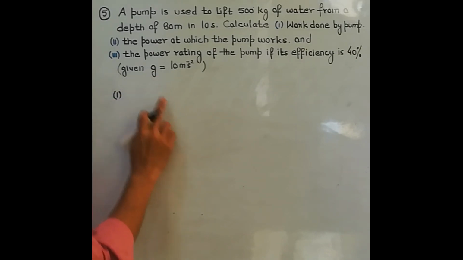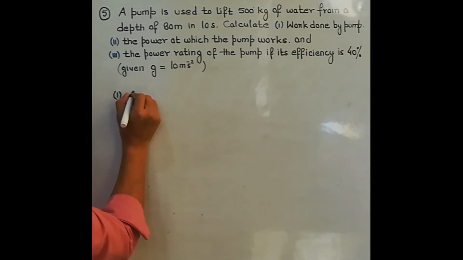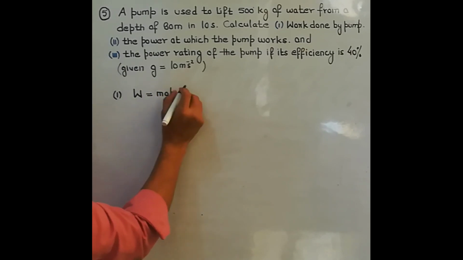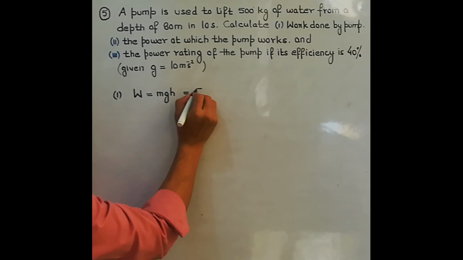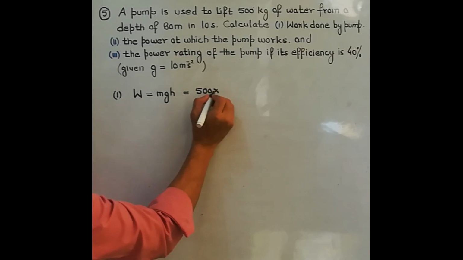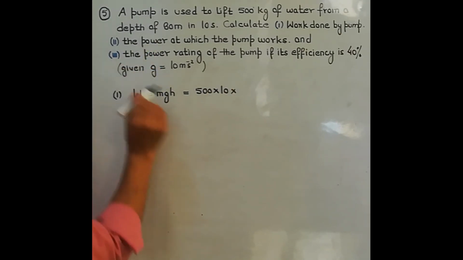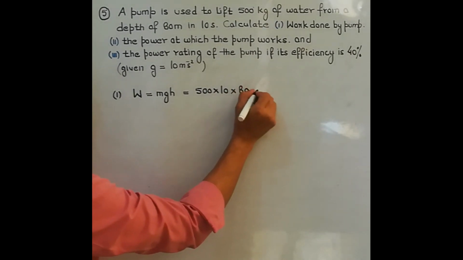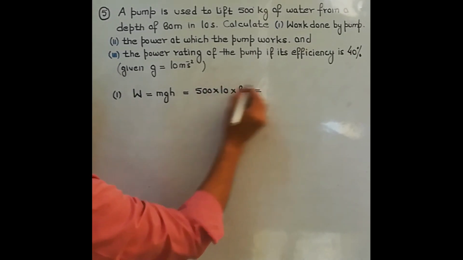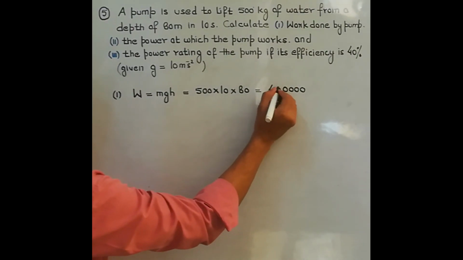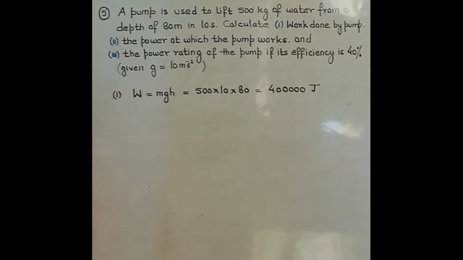Now as you can see here, body is being lifted up. So work is being done against gravity. So work against gravity, formula is mgh. So here m is 500, gravity given is 10, and the height through which water is raised is 80. So this will be the work done, 4 lakh joules.